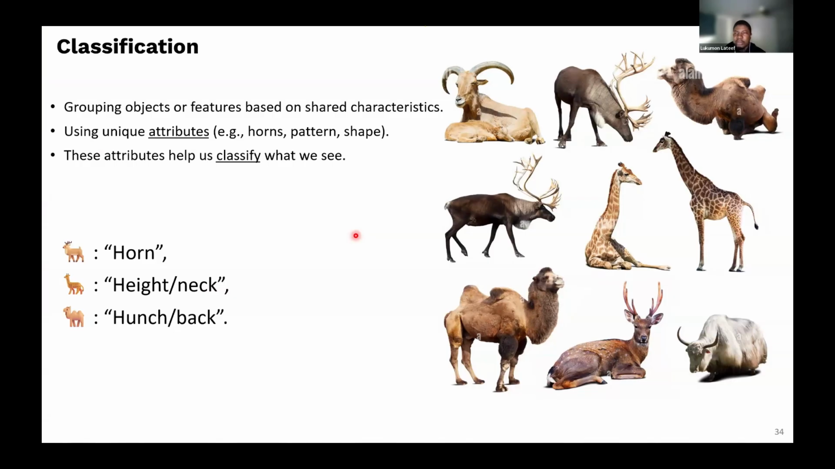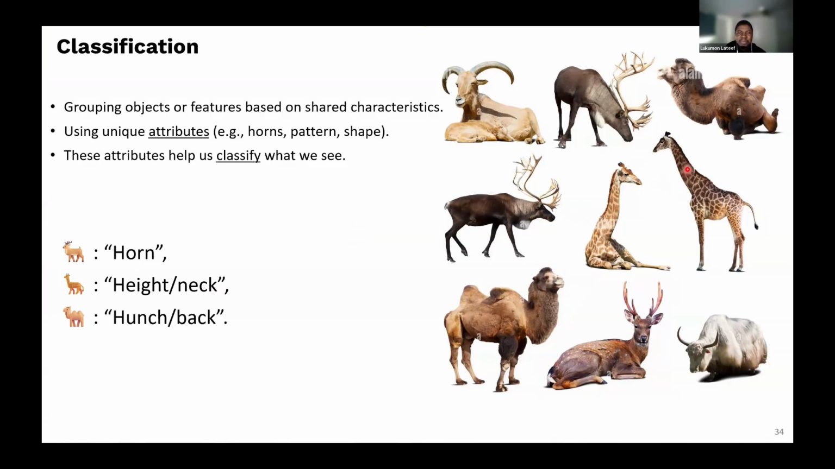So these are animals, or ruminant animals. But how can we know this is a giraffe, this is a goat, this is a cow? They have several patterns, different in type. They have different patterns on their skin. They have different neck lengths and so on.